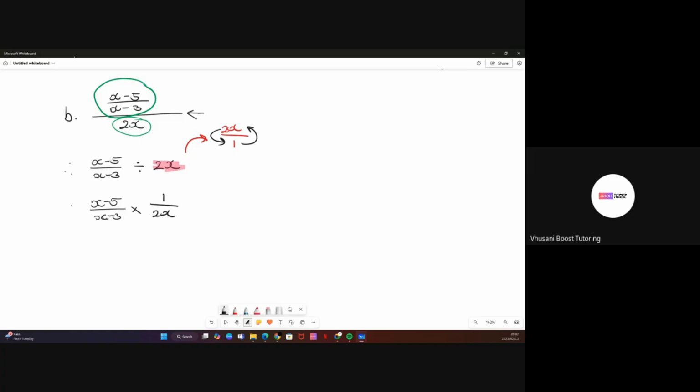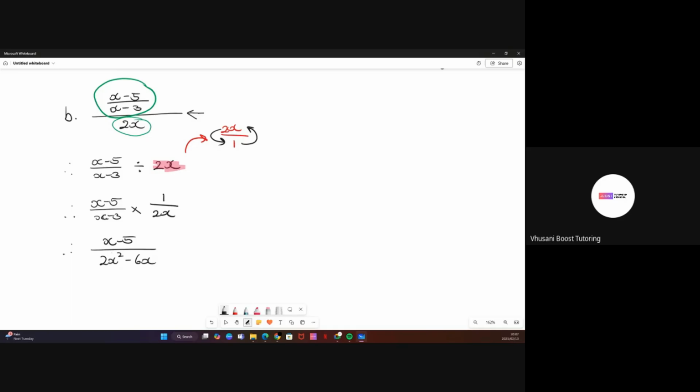And then from here onwards, you cannot get it wrong, right? So you have 1 multiplied by x plus x minus 5. Then you have your 2x multiplied by x minus 3. And that will be your final answer. So are you guys fine with this? Pretty straightforward, right?